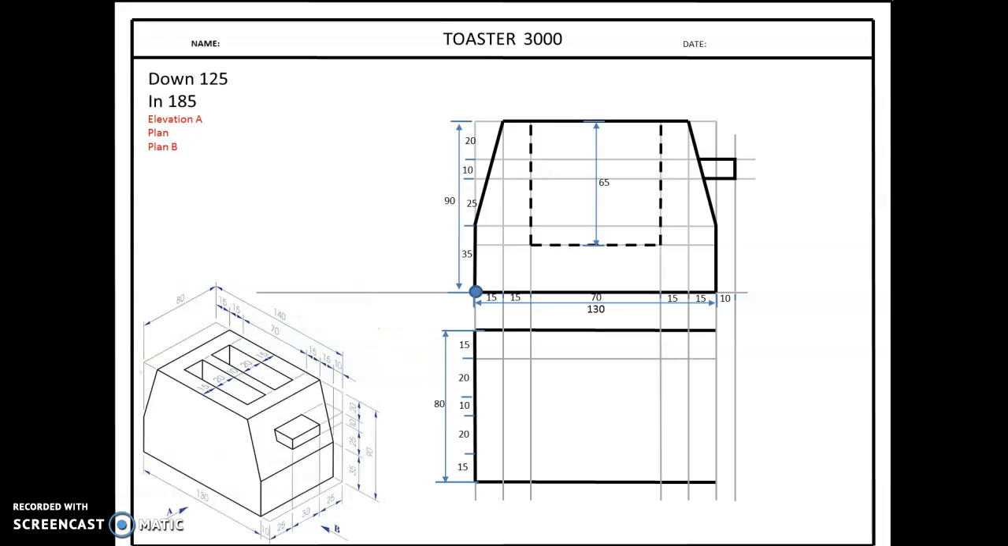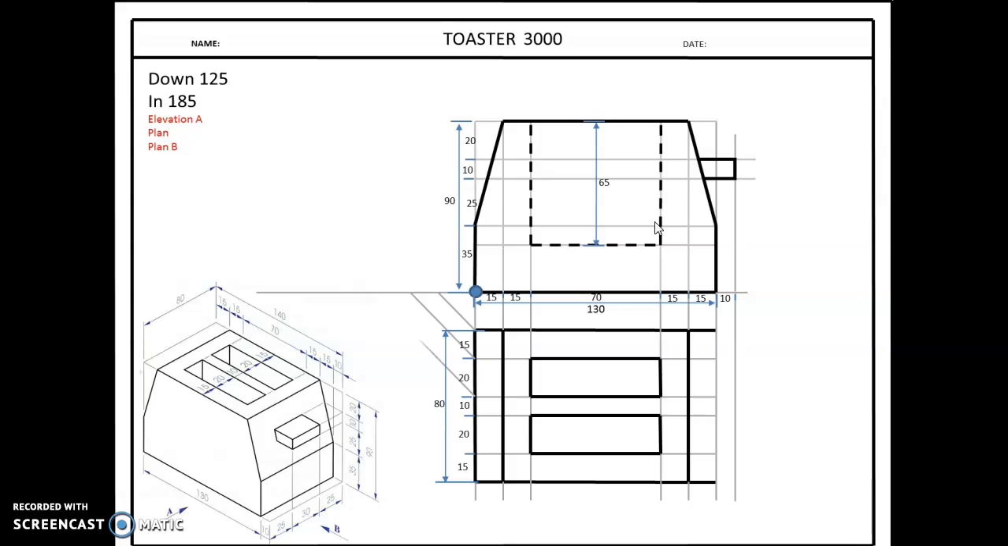So then it's, where do I get these dimensions from? I get them from here. 15, 20, 10, 20, 15. 15 into the first slot, 20 for the first slot, 10 between the two slots for toast, 20, and then 15. Now I can see where I get these lines? That line I brought down here. Here's the slot for the toast. There is the two slots, and I'll finish off the plan in a moment.